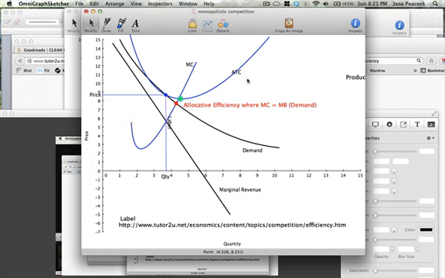Another type of efficiency would be productive efficiency. That's still producing where ATC is at its minimum. This is where you reach the tipping point from economies of scale, where you're producing the most efficient amount that your business can produce at the lowest possible cost, to diseconomies of scale, where you've taken on an order that's too large and it's actually inefficient for you to do that. So our green dot here represents productive efficiency, which is at the minimum of our ATC.